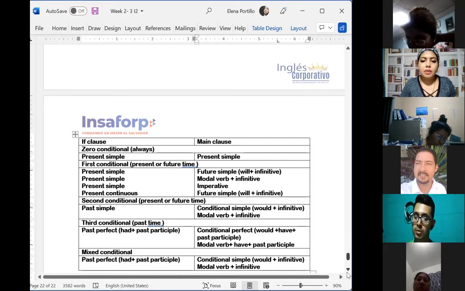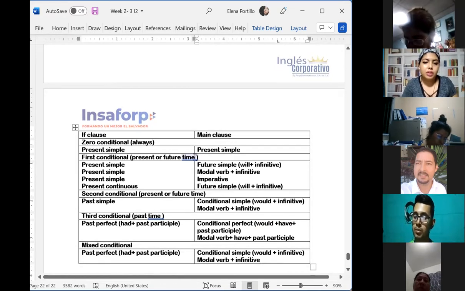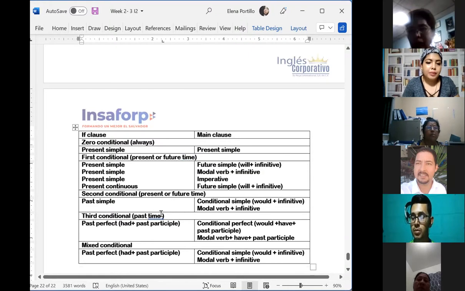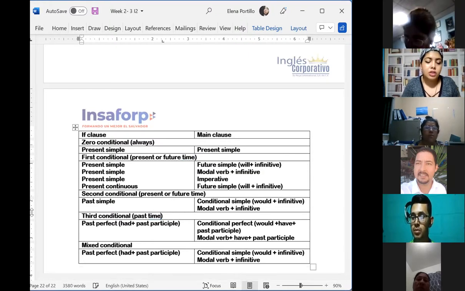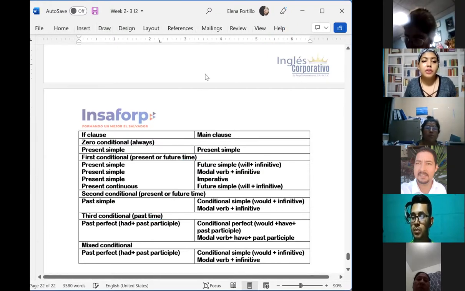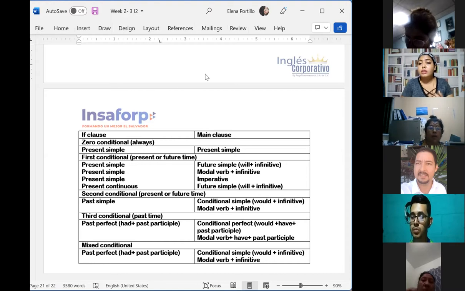So in this table, we have all the information that we were talking about, these conditional sentences. We have the zero, first, second, and third, and the mixed conditional. So in this table, we have all the structures that we were using with these conditionals.